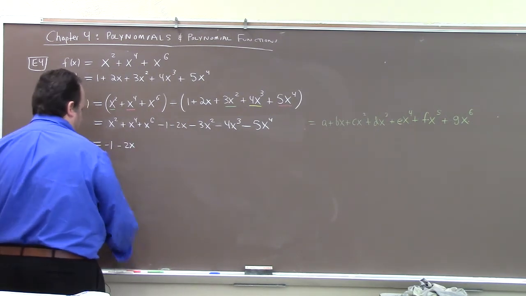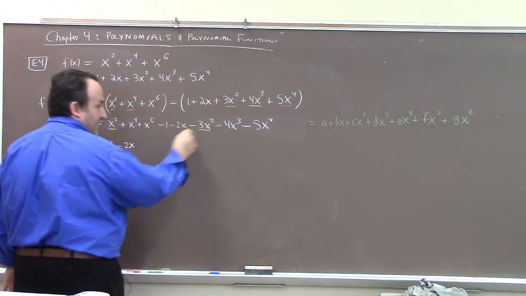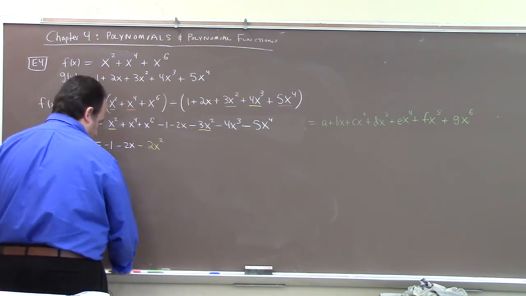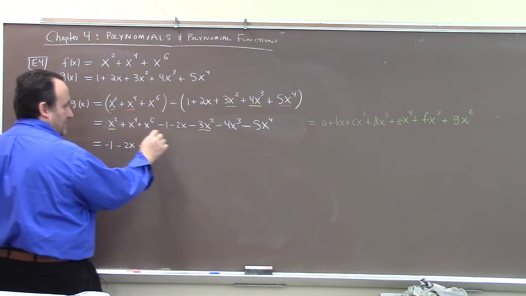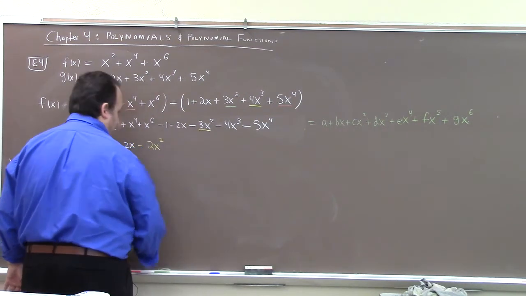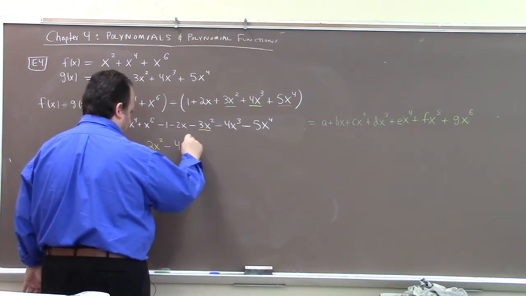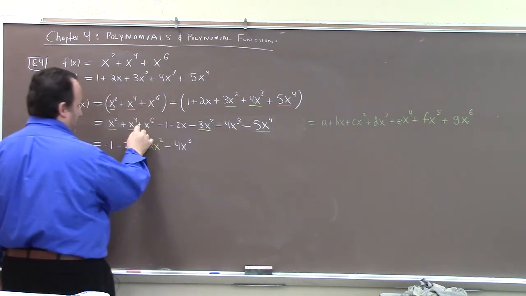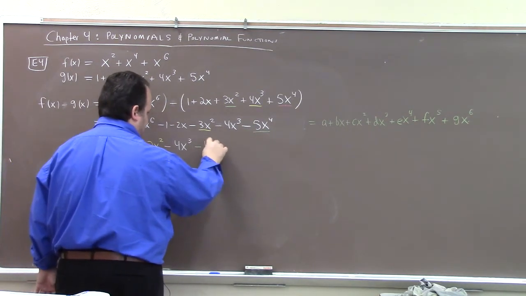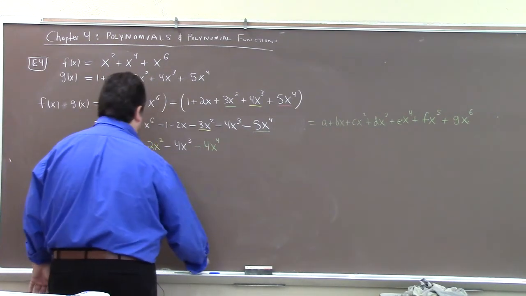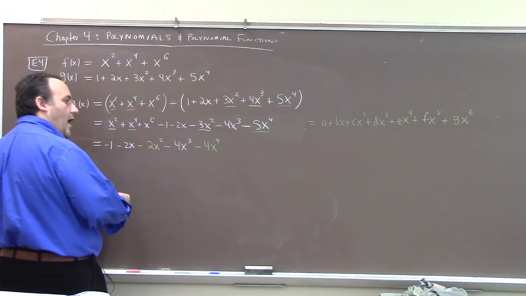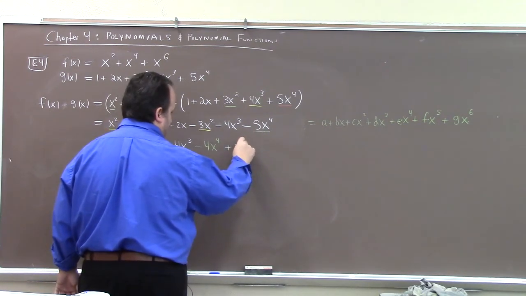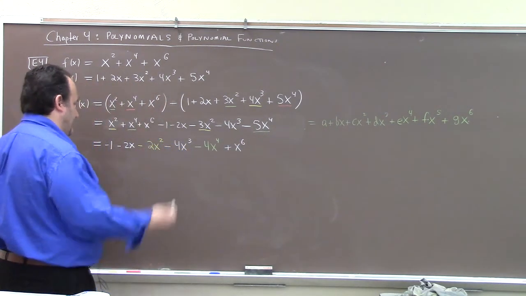Now, let's see here, x squared, I've got 1 here, and I've got -3 there. So I get, yeah, exactly, -2x squared. And let's see here, -4x cubed. And I've got this one, yeah, -4x to the 4th. And what's next? I'll be lazy. Just plus x to the 6th, right? So, and there you go. That's it.